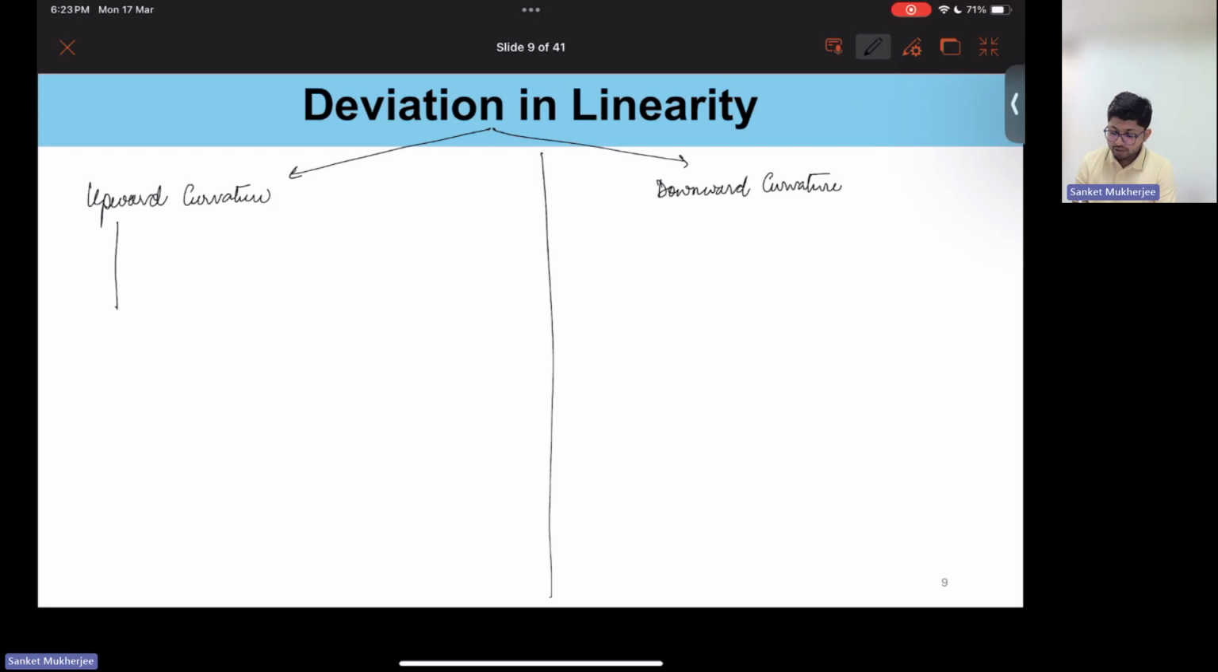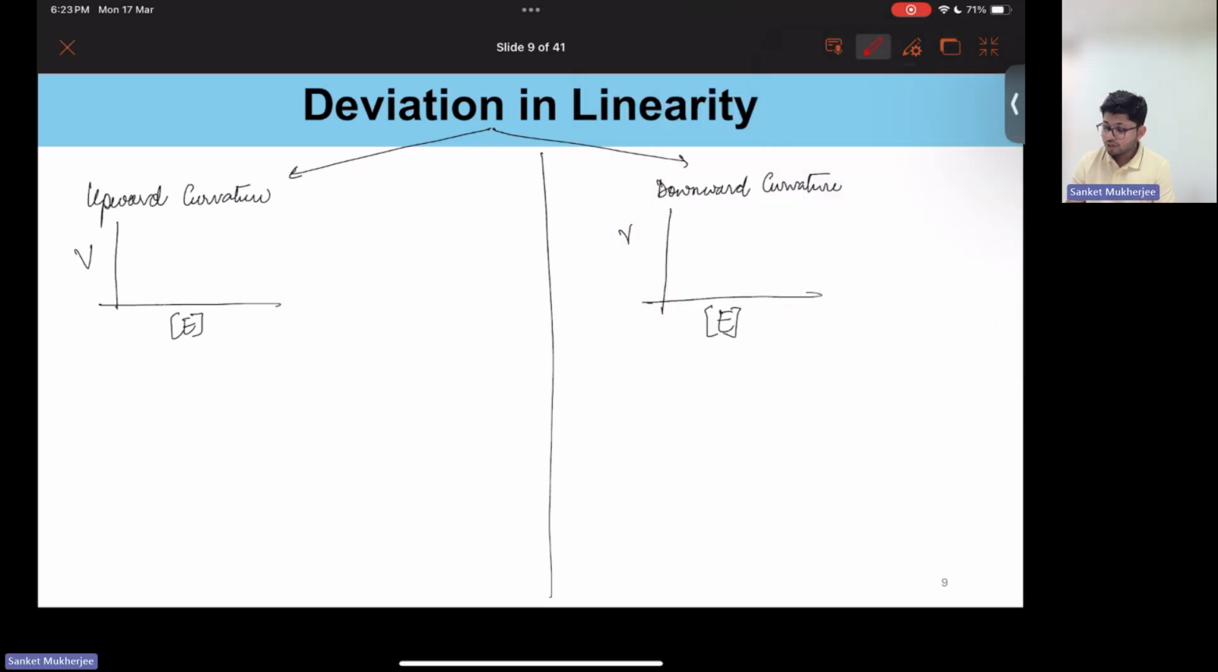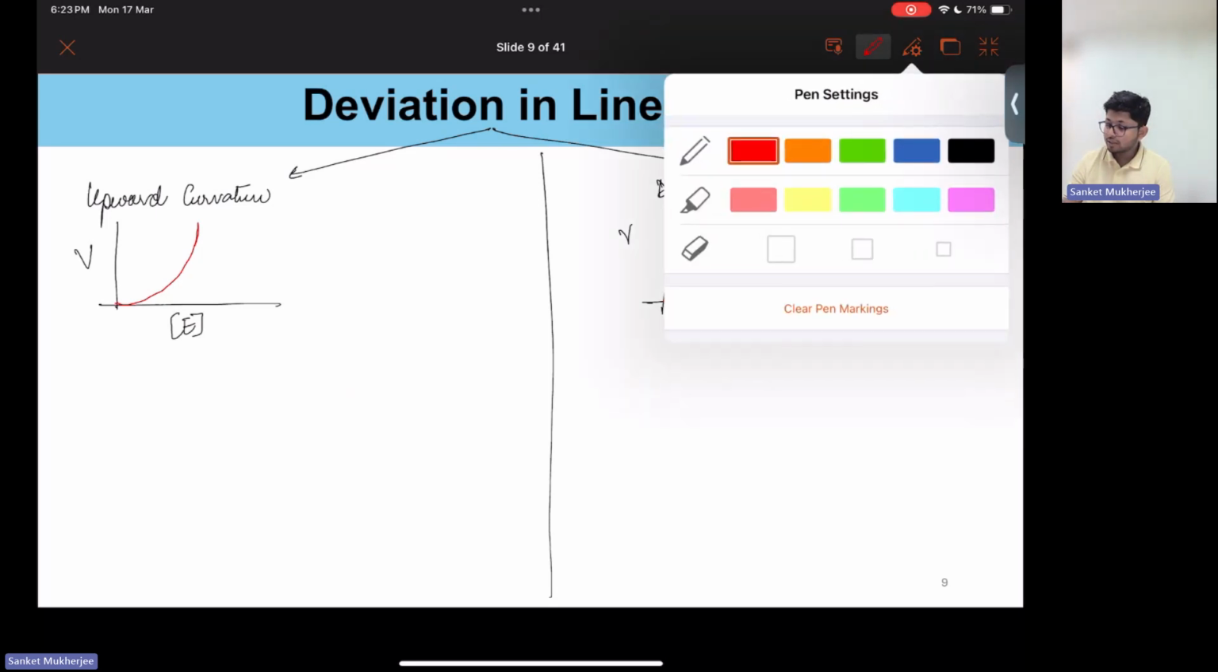In case of upward curvature, and in case of downward curvature also, we'll see how the graph looks like: V versus the enzyme concentration, very simple for both of them. So upward curvature looks something like this. Downward curvature looks something like this. So let's find out the potential reasons behind it.